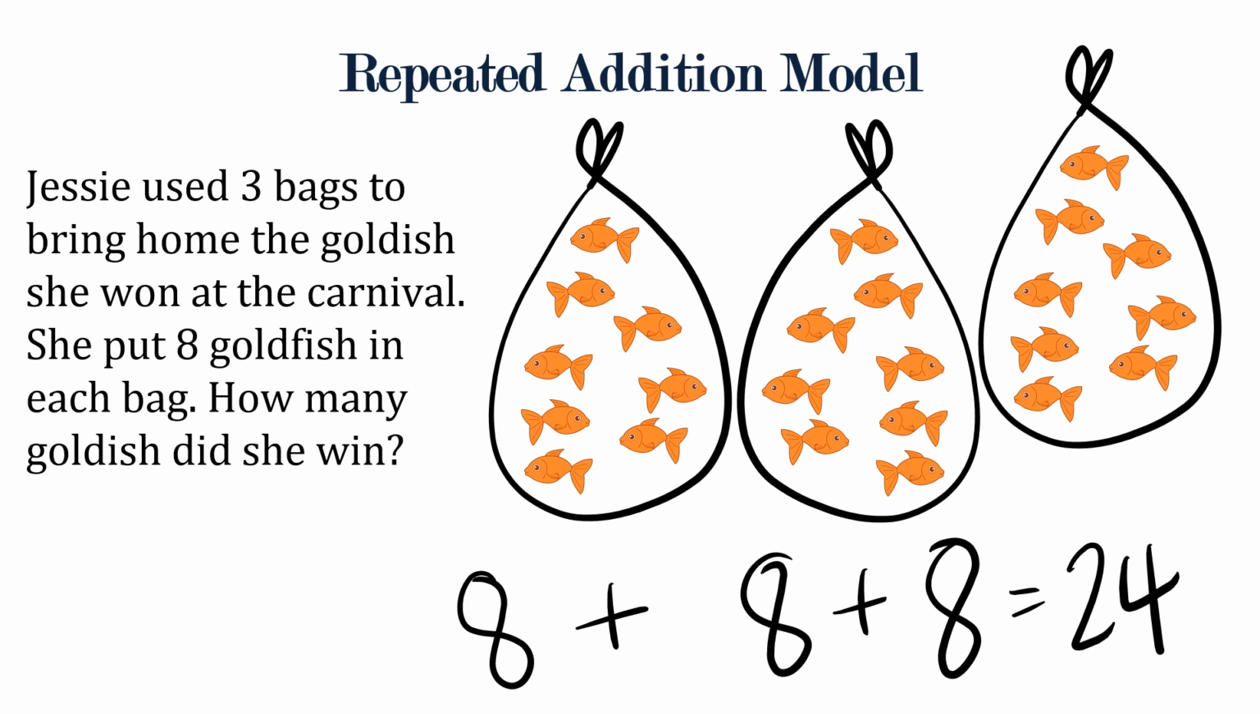All right, so the repeated addition model, it's one of the foundations of understanding multiplication. And one thing that I wanted to emphasize here is that in order for this to work, the groups have to be equal in size. Right? You're not going to have one bag with 6 goldfish and another bag with 10 goldfish. The groups need to be equal.